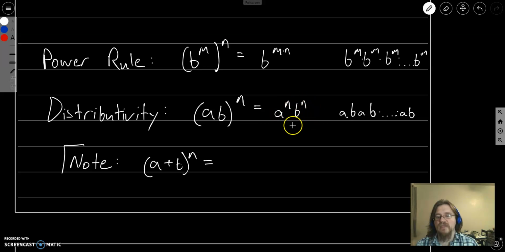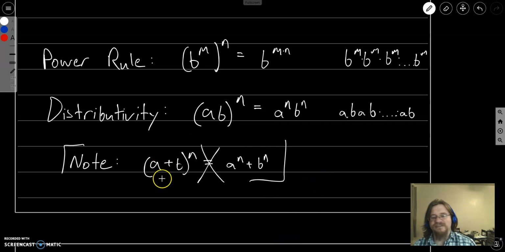And there they are. It is really tempting to try to apply this if we're adding. And it's really tempting to try to write a to the n, b to the n, and write this. However, this is not true. So this is something that I'm sure people will make a mistake at some point and try to do this. Just know ahead of time.